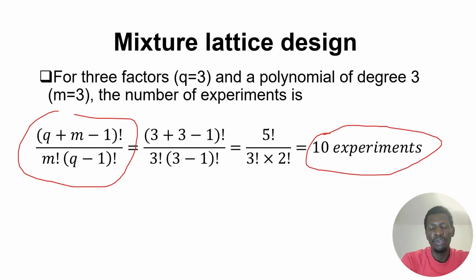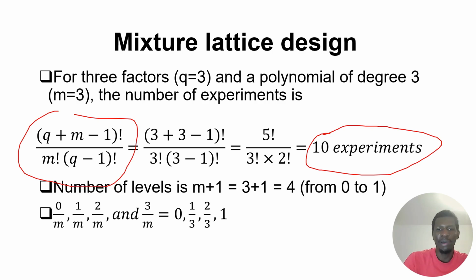What you will still have to figure out is, okay, I need 10 experiments. How do I get the number of levels? The number of levels is always equal to m plus 1. So we know that m equals 3, such that the number of levels should be equal to 4. From the basic definition of a mixture lattice design, we assign these levels such that they should have equal distances between 0 to 1. Here we know that we need to conduct 10 experiments, and we know that we need 4 levels. But what exactly are those 4 levels?